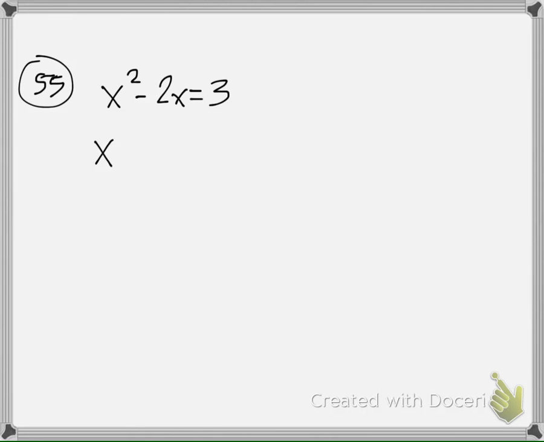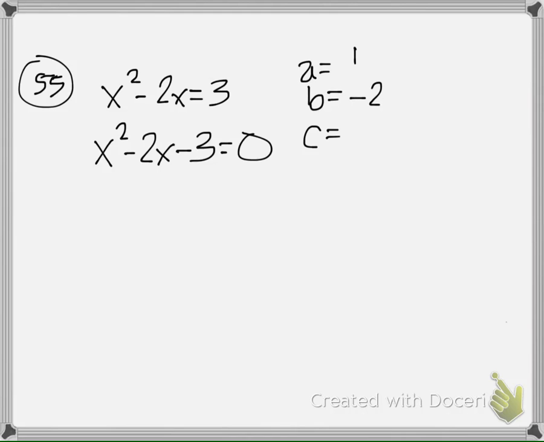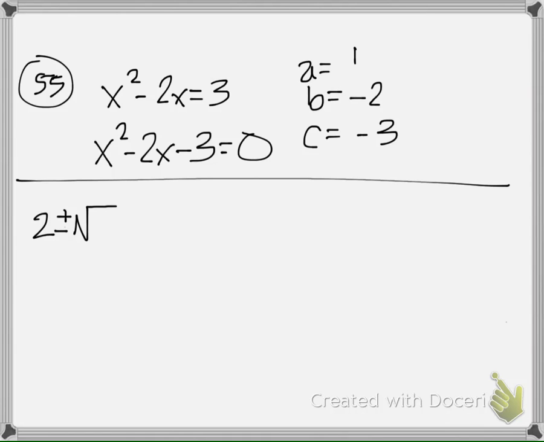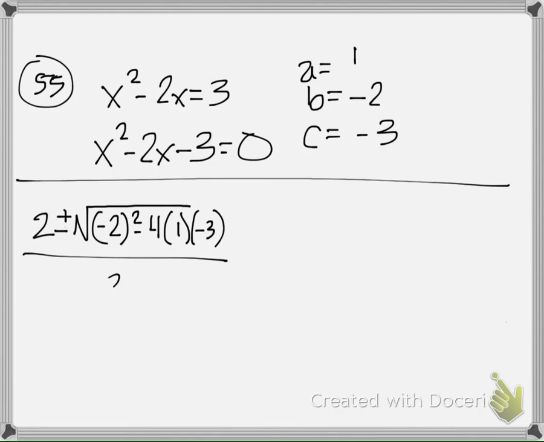Okay, again, you need to get this into standard form by getting all of your terms together on the same side of the equal sign. And then you could take that and identify what is A, what is B, and what is C. A is 1, B is negative 2, and C is negative 3. Then you write your quadratic formula. The opposite of B, plus or minus the square root of B squared minus 4 times A times C all over 2A.